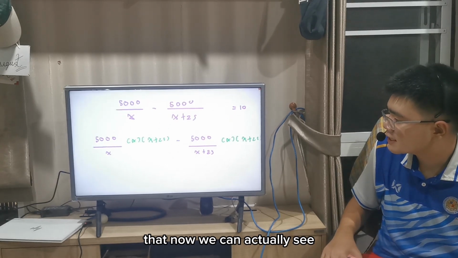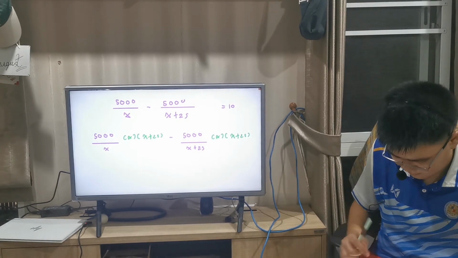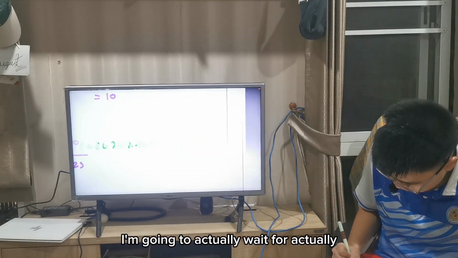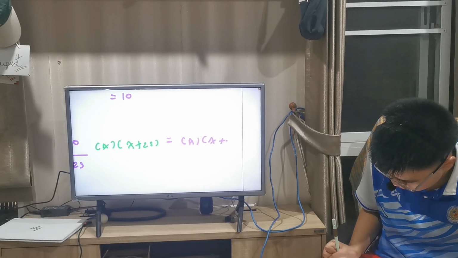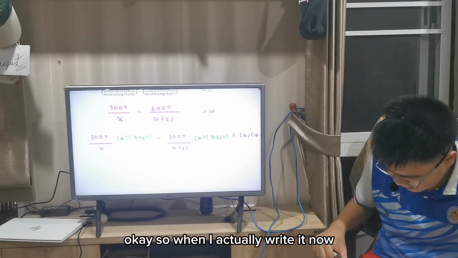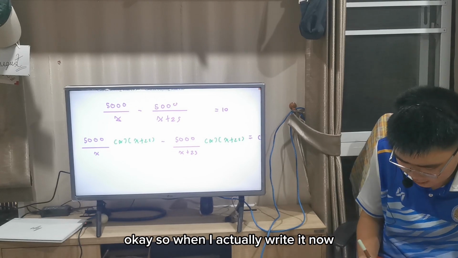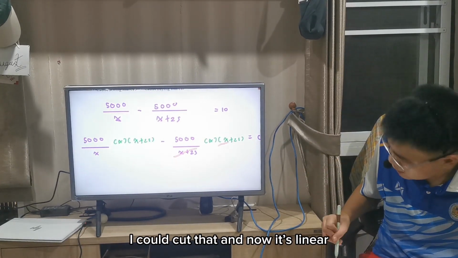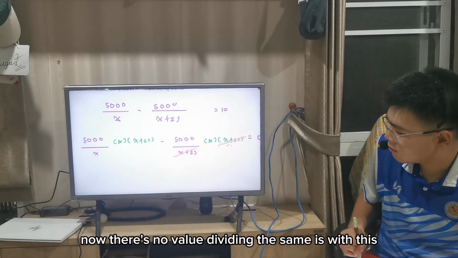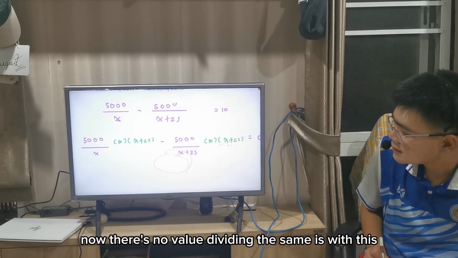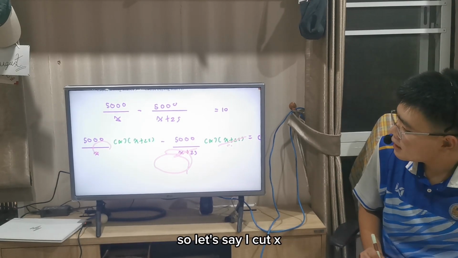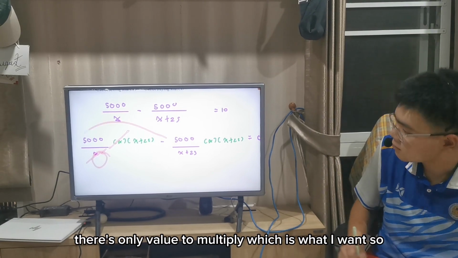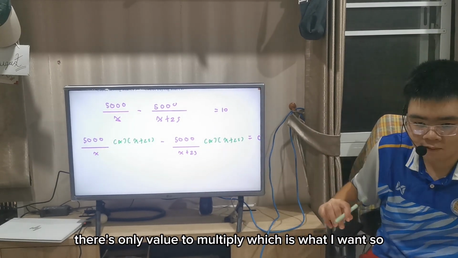Now, I'm going to actually write it in full. So when I write it, now I could cut it. So X plus 25, I could cut that, and now it's linear. Now there's no value dividing. The same is with this. So let's say I cut X, I also cut X here, and now there's no value to divide. There's only value to multiply, which is what I want.